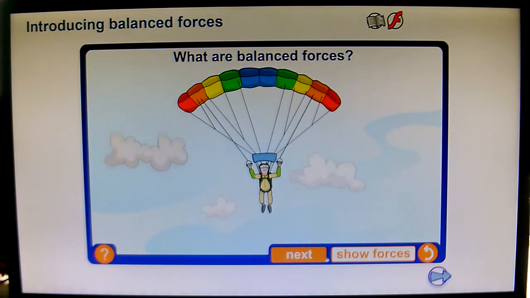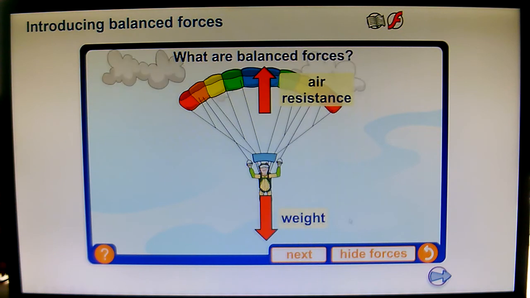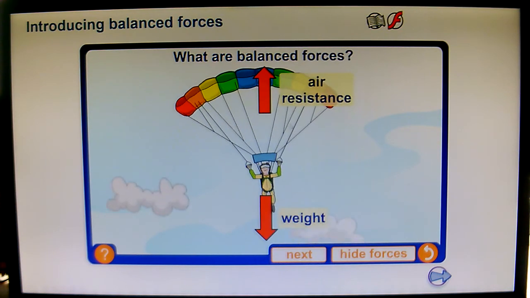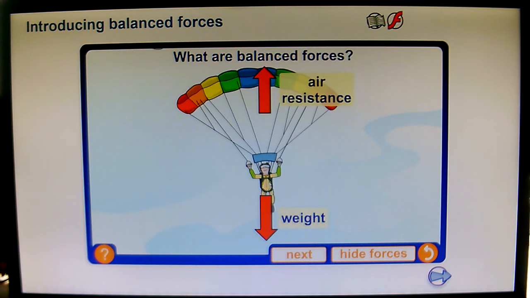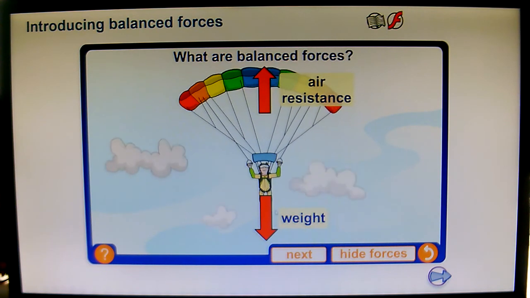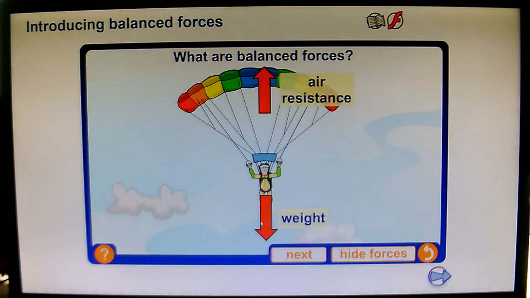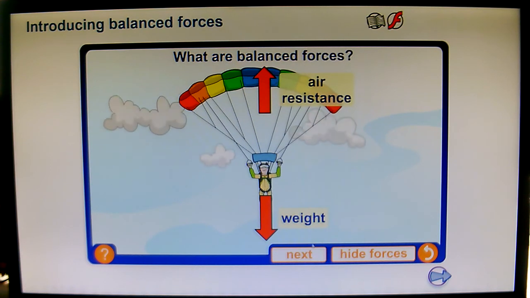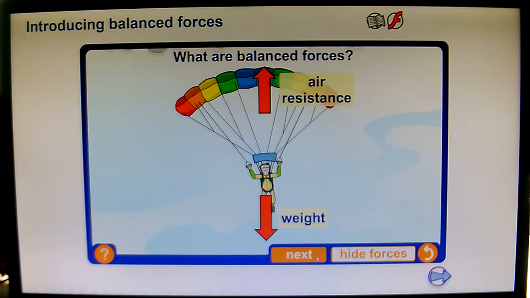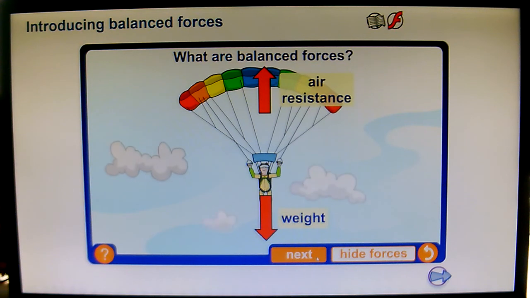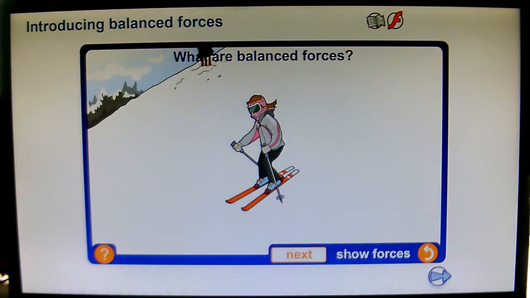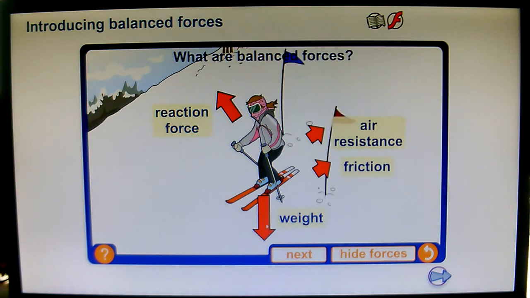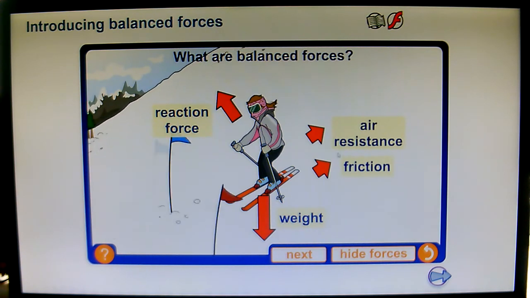Now in this case, we've got somebody who's skydiving. Again, we've got air resistance pushing them up with the air in the parachute, and we've got weight and gravity pulling them down towards the earth. Because these arrows are the same, the forces are balanced, so this person will fall at a steady speed. They are going to continue moving at the same speed. Our skier, again, we've got our weight, we've got our air resistance and our friction.